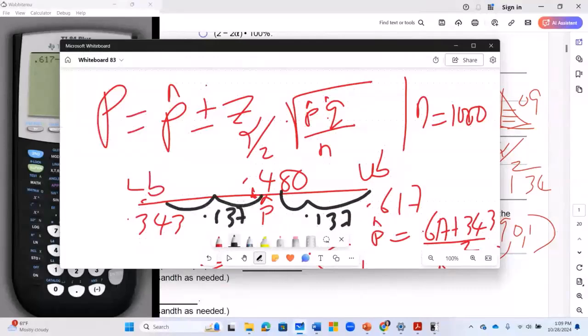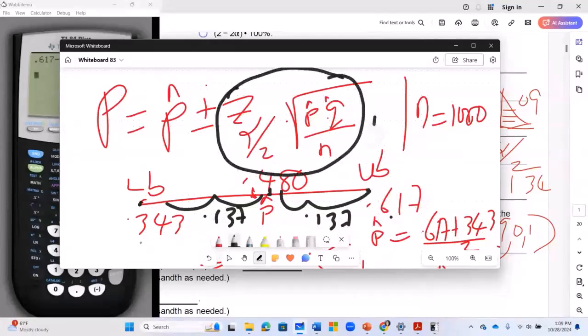So the margin of error is the distance from the number in the middle. You can as well say that p hat is the midpoint of the line segment. p hat is the midpoint of the line segment. So the margin of error is the interval. And by the way, this quantity is called the margin of error, ME.